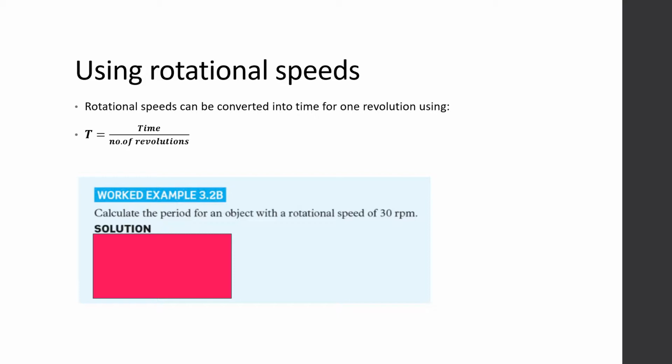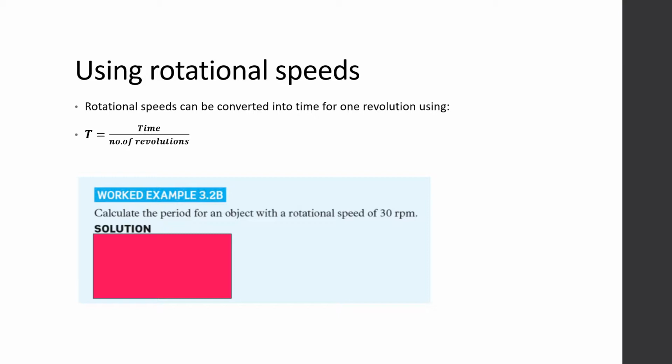So using rotational speeds to make some calculations. Rotational speeds can be converted into the time for one revolution using the formula period equals time over number of revolutions. So let's think about example 3.2. Calculate the period for an object with a rotational speed of 30 RPM.